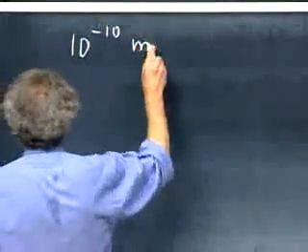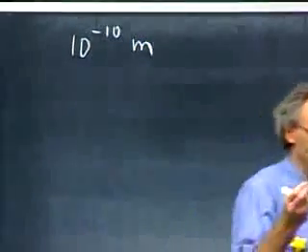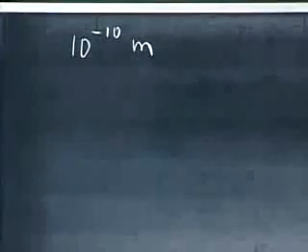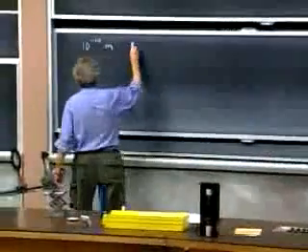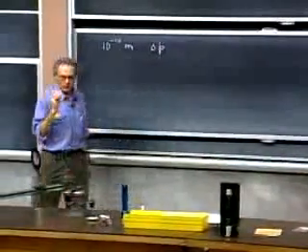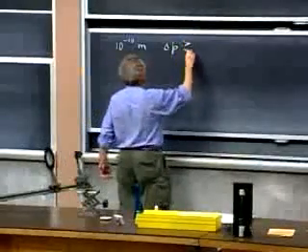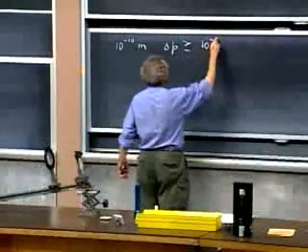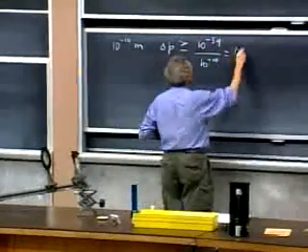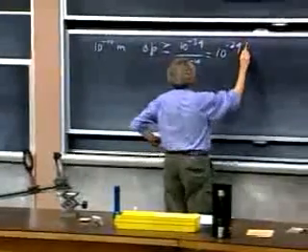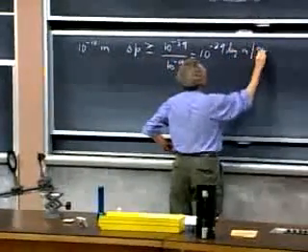Take a hydrogen atom. The diameter of a hydrogen atom is about 10 to the minus 10 meters. So the electron is confined to a delta x of about 10 to the minus 10 meters. That means the momentum of that electron becomes undetermined, according to Heisenberg's uncertainty principle, to about 10 to the minus 34 divided by 10 to the minus 10, which is about 10 to the minus 24 kilogram meters per second.